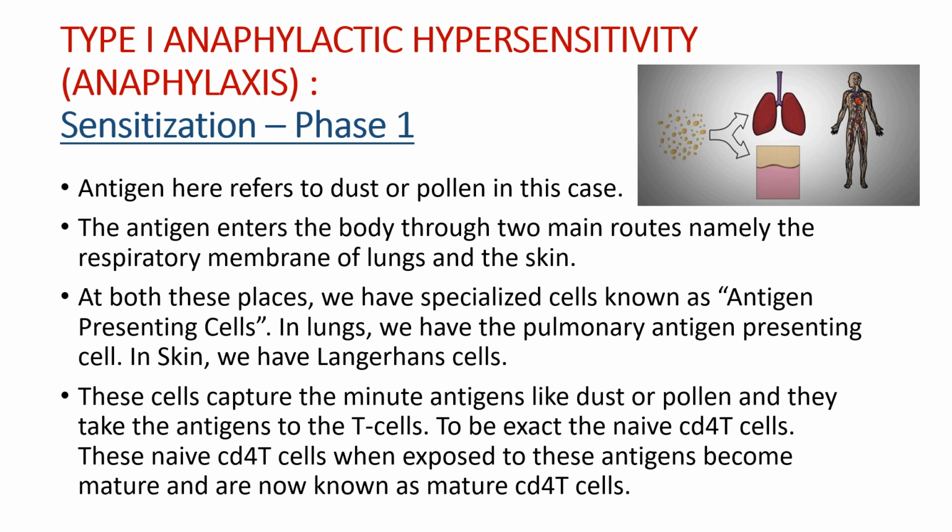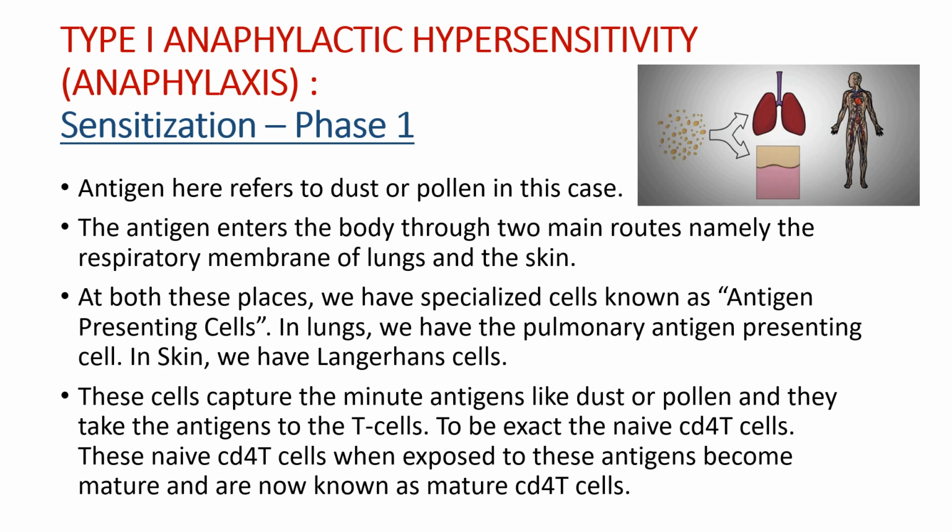At both these places, we have specialized cells called antigen-presenting cells. In lungs, we have pulmonary antigen-presenting cells. In skin, we have Langerhans cells. These cells capture the minute antigens like pollen or dust and take the antigens to the T cells, to be exact, the naive CD4 T cells.